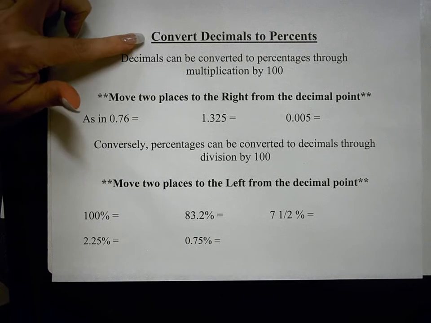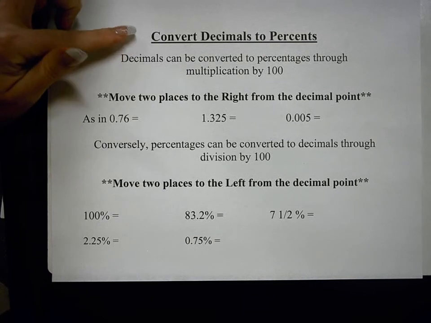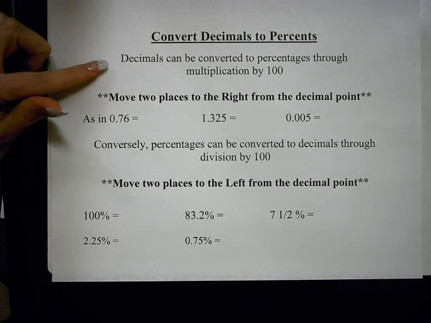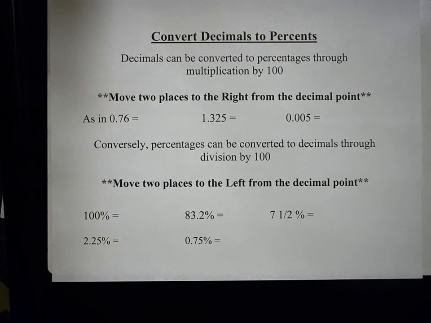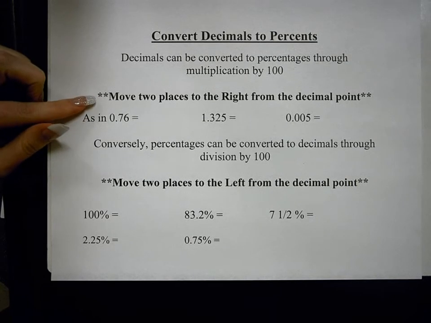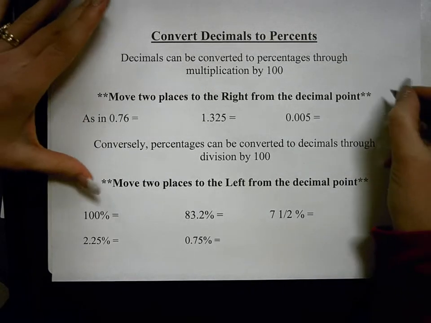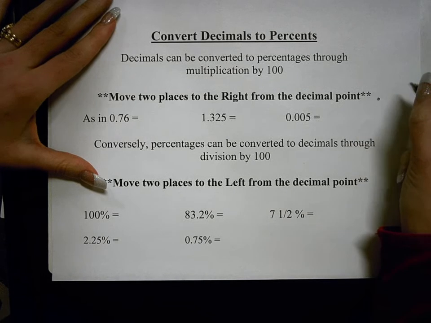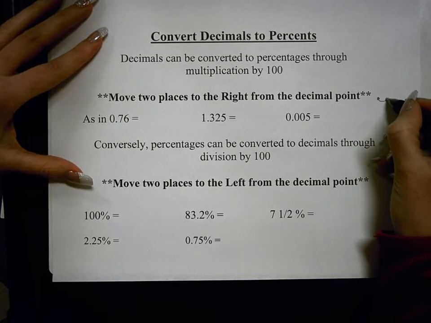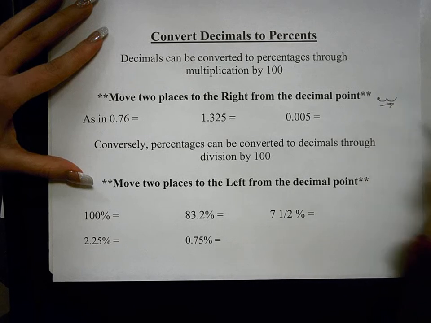Next, we will be discussing how to convert decimals to percents and also percents to decimals. Now, decimals can be converted to percentages through the multiplication by 100. Another way to think of this is to move 2 places to the right from the decimal point. So if we have a decimal point and we're converting from decimals to percentages, we're just going to move 2 place values to the right.